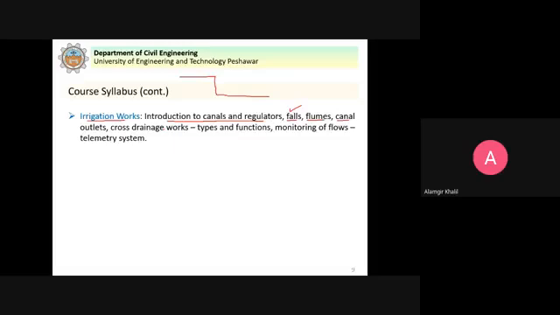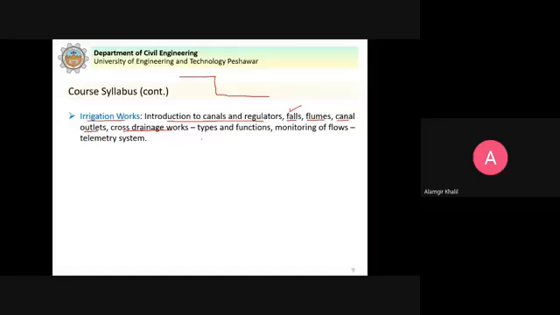Similarly, we will study about the canal outlets. These canal outlets are used to measure the discharge, the quantity of water, to control the flow of water to the agriculture fields. So these are known as canal outlets. And cross drainage works.